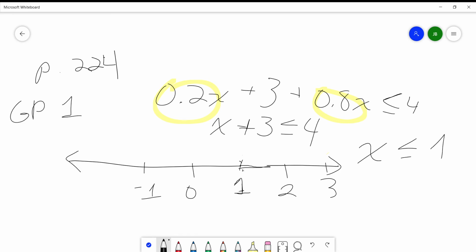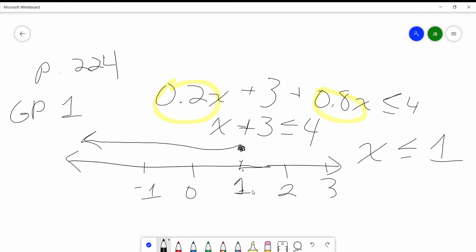So we're going to graph that with a filled in dot. The dot doesn't want to fill in very well. Anything less than or equal to 1, and then we're going to graph it that way. So it could be 1, or it could be anything less than 1, but it can't be anything greater than 1. So that's our solution set.